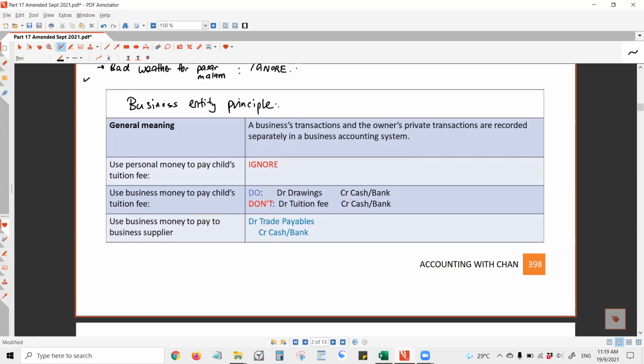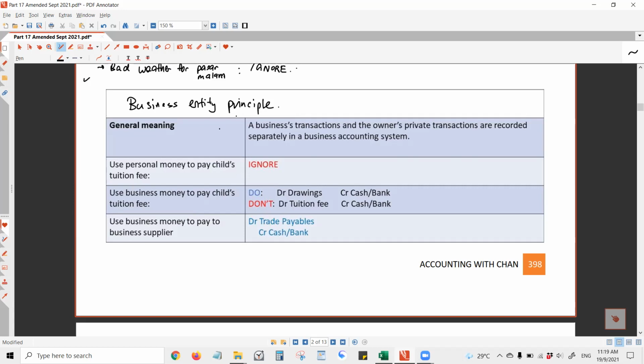So let's see. This principle tells you that when you do accounting, you must be clear about the nature of the transaction. You must be very clear about the nature of the transactions that you see when you do accounting. That means, to further explain this, it tells you that you must know what are private in nature, what are the things that are business in nature. That means, what are the transactions that you are seeing that are related to something personal, or related to the business.